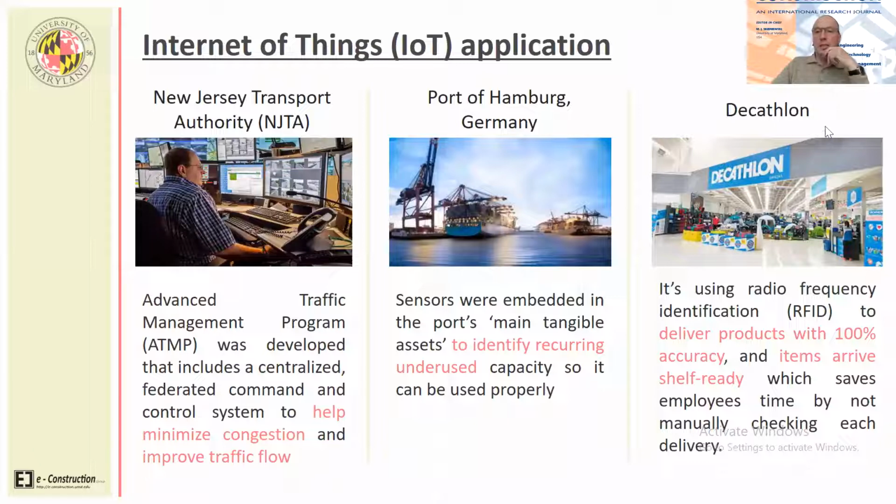And the Decathlon application is about using radio frequency identification, so RFID, to deliver products with 100% accuracy. So no misdirecting of products with the use of this technology, and items arrive shelf ready, which saves employees time by not manually checking each delivery. So they're just being expedited for storage, being able to use just RFID technology.